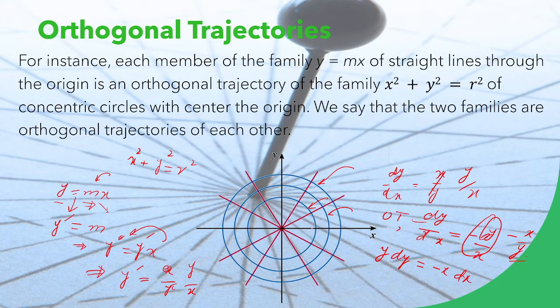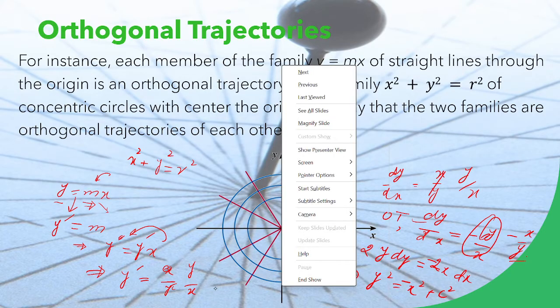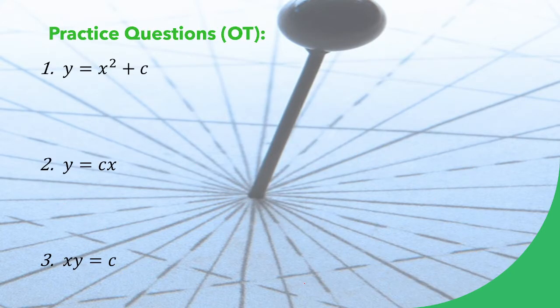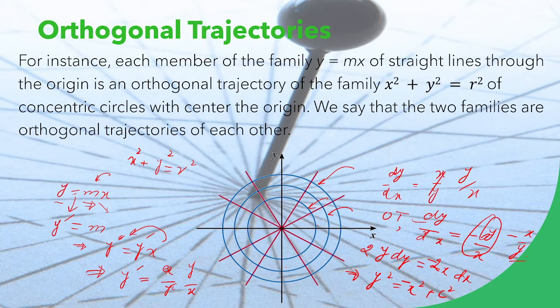To solve this differential equation, what do we do? We simply multiply this with 2, this one is 2 and this is also 2, and then we integrate on both sides to get solutions. So y square is equal to minus x square plus some constant c. Okay. So you see that x square plus y square is equal to c, which is representing circles.